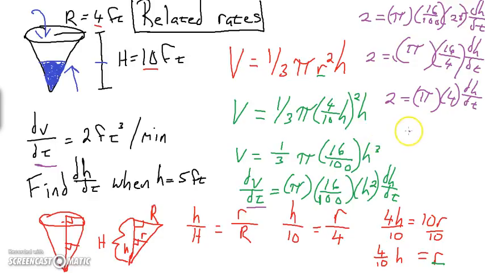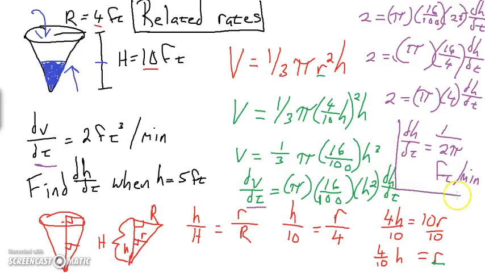And the final step, let's put dh dt on this side. dh dt is equal to 1 over 2 pi. And don't forget the last part, we also need units. So this is the change in height. So height is changing by feet per minute. The final answer we have for this problem is right over here. dh dt is equal to 1 over 2 pi feet per minute.